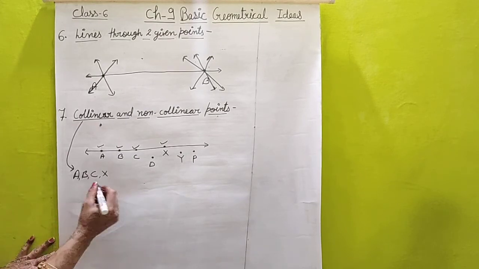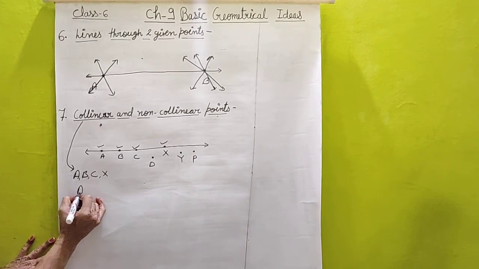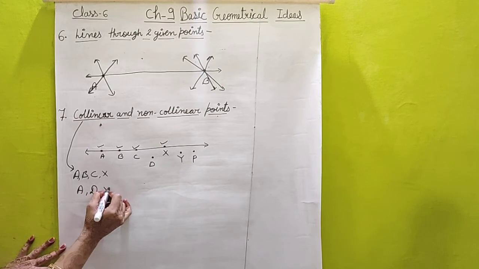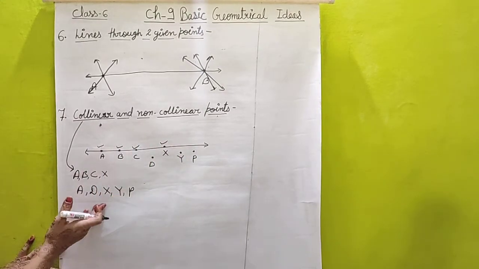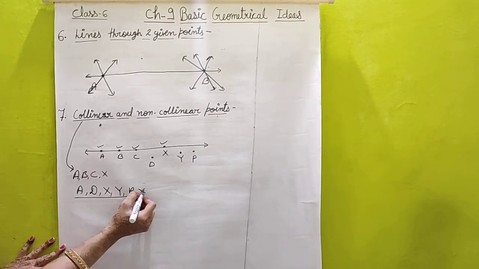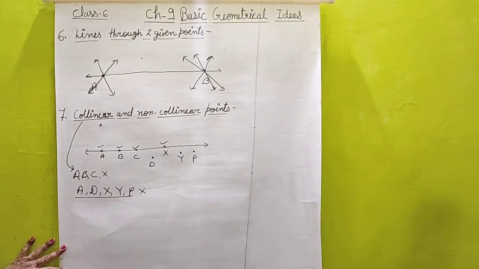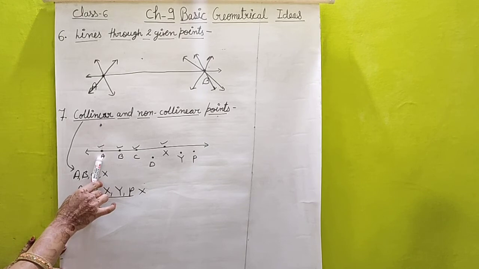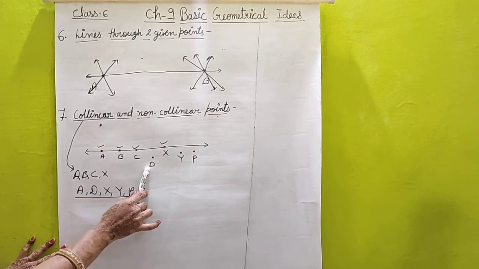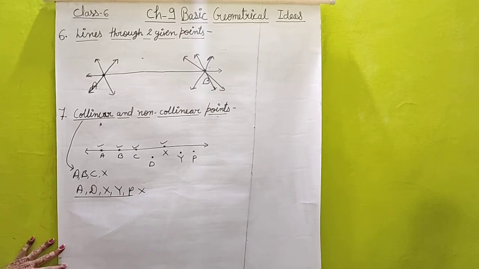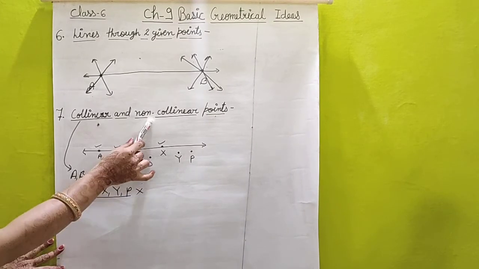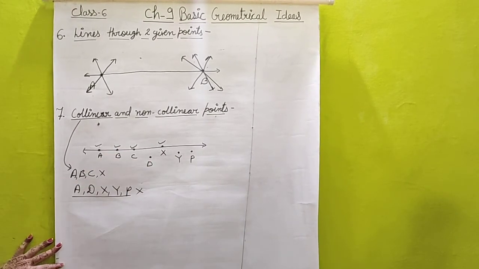But students, if you include points A, B, X, Y, P, they are not collinear points because they are not on the same line. A is on the line, X is on the line, but D, Y, P are not on the same line. It means, students, they are non-collinear points.